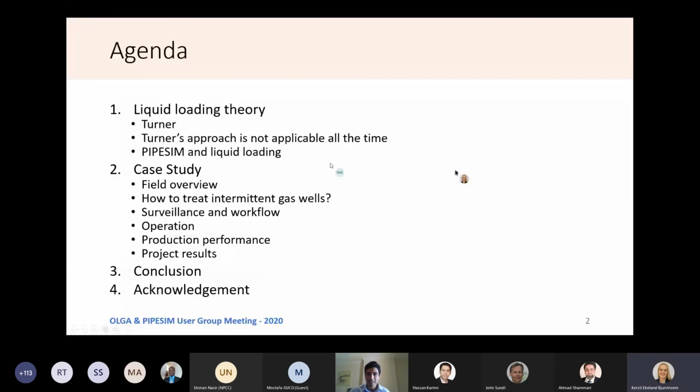We now see the agenda. We will discuss liquid loading in theory, and then a case study of an implemented project where we navigate from design and workflows to operations and results. Then we will sum up.